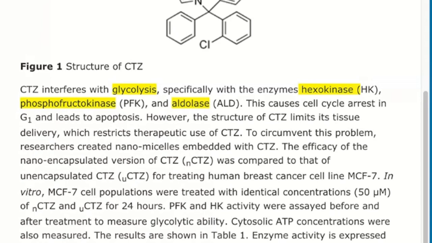Yeah, absolutely. Those are some really important enzymes. So, of course, I imagine that the rest of the passage will be concerned with how it does this somehow.